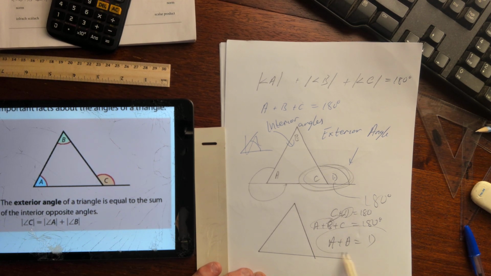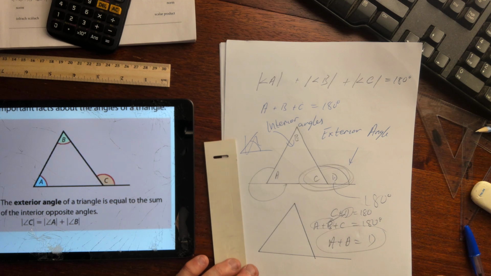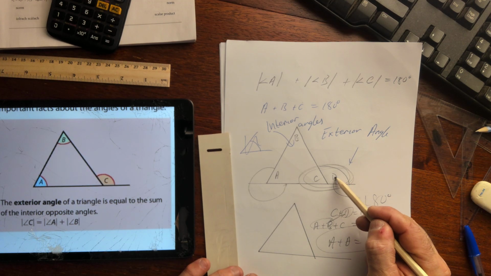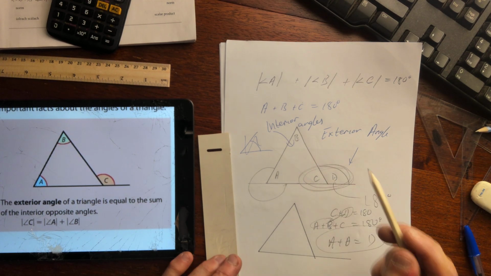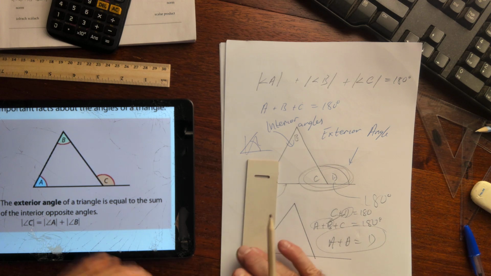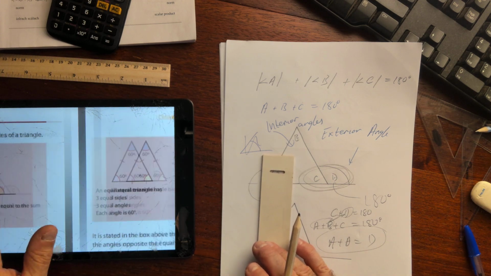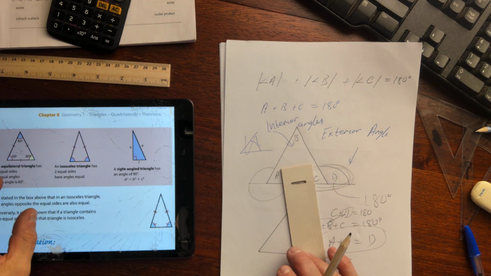Okay, you either see it or you don't. One way or the other, what you want to know is that the external angle is equal to the sum of the two internal angles. Okay? And we'll be using that in this theorem.